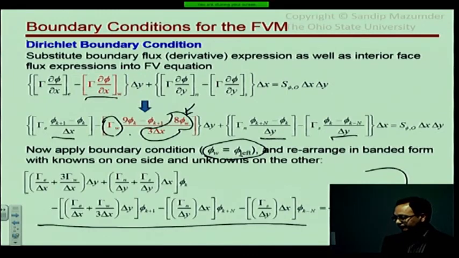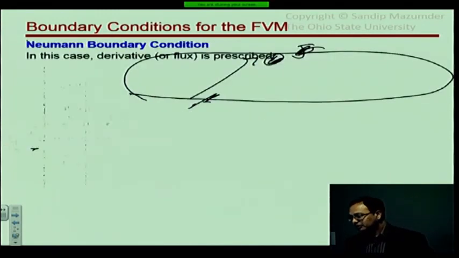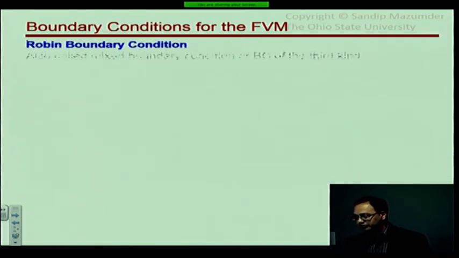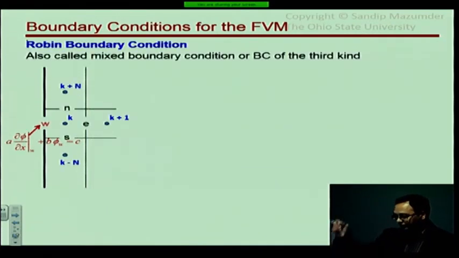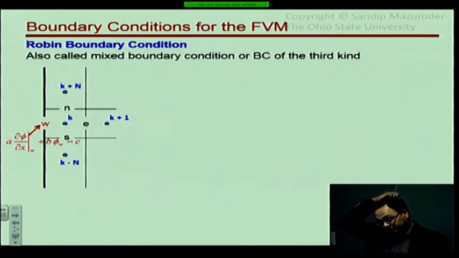Okay. All right, let's talk about the final boundary condition type, the mixed kind, or the Robin boundary condition, which is also known as the boundary condition of the third kind. Here we have a combination of the derivative and the value of phi equal to a constant. So a d phi dx plus b phi equal to c. This is kind of like a Newton cooling boundary condition for heat transfer. I already mentioned this.